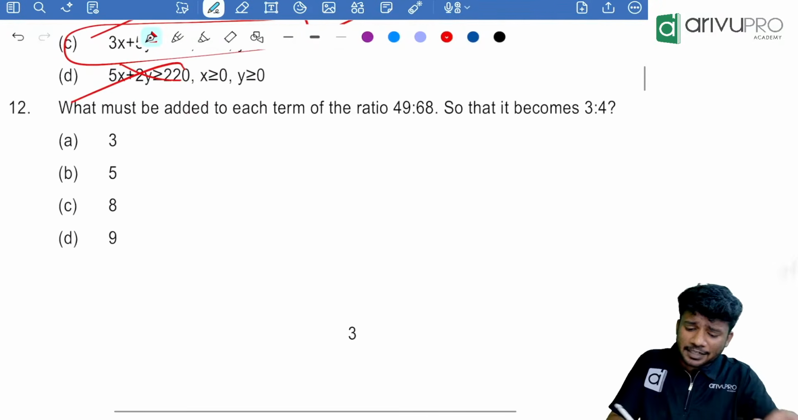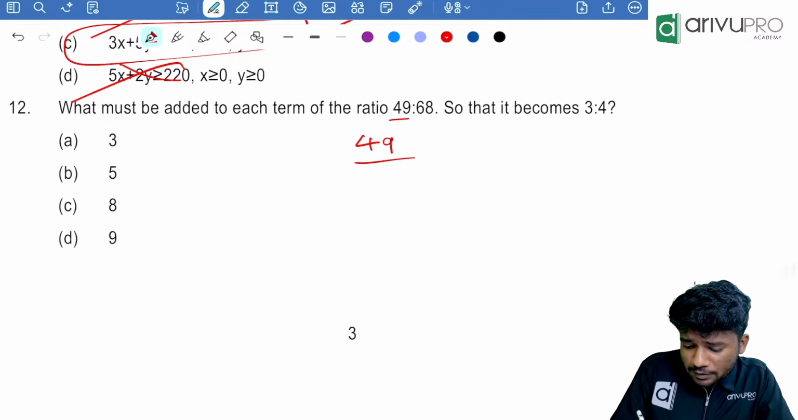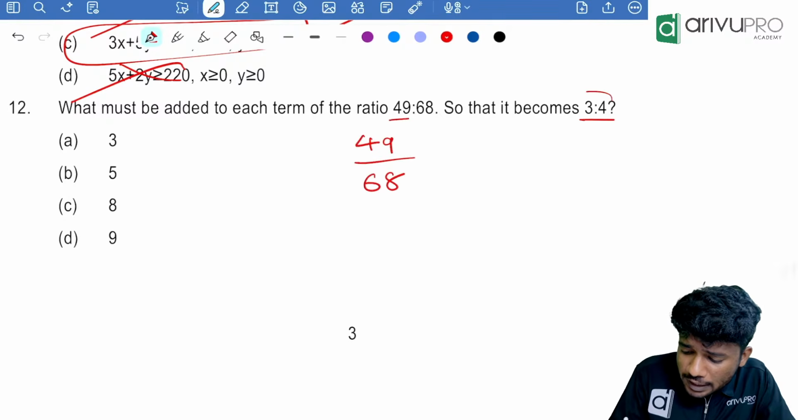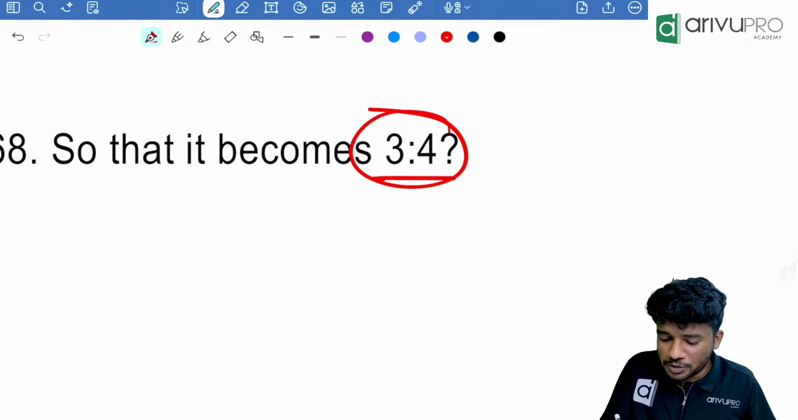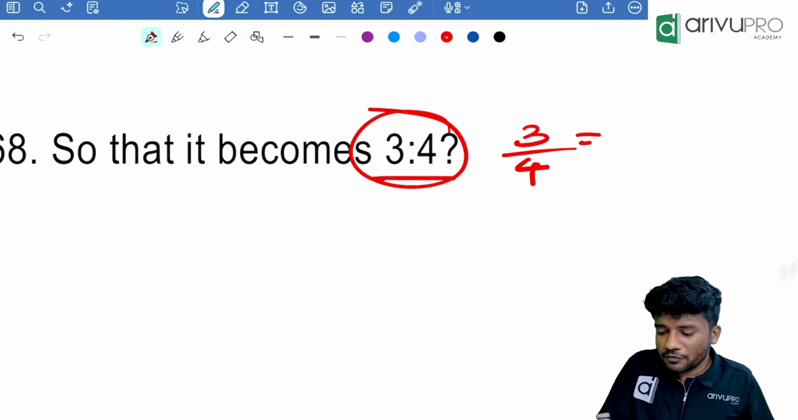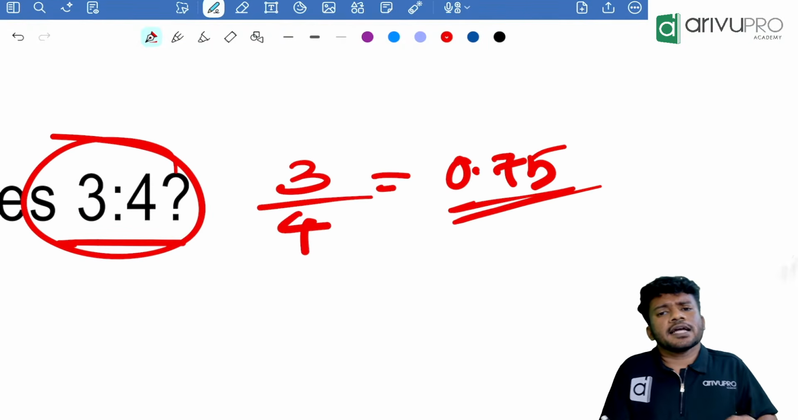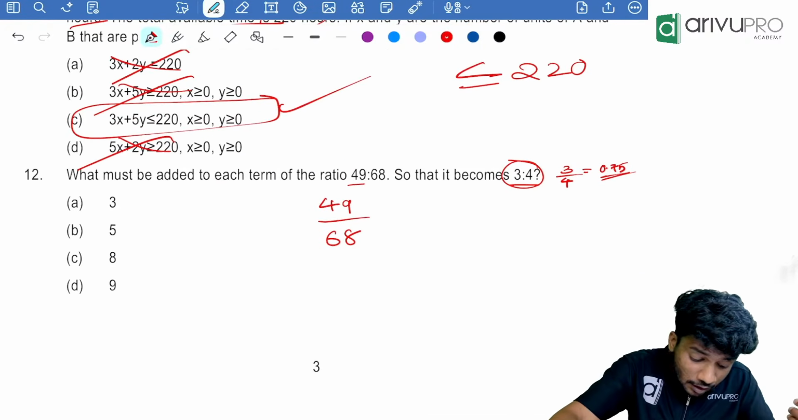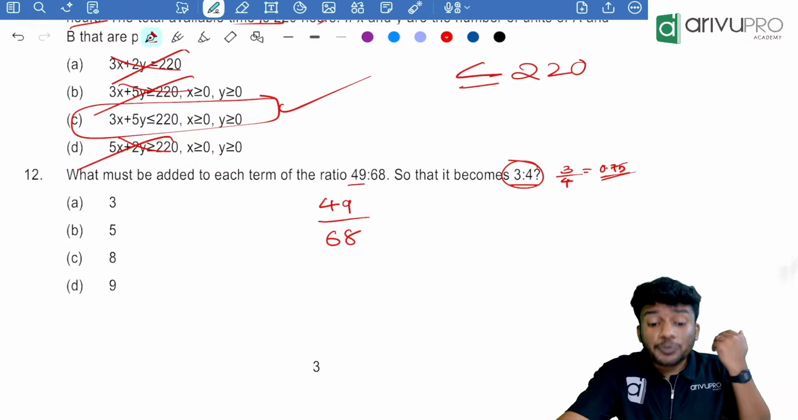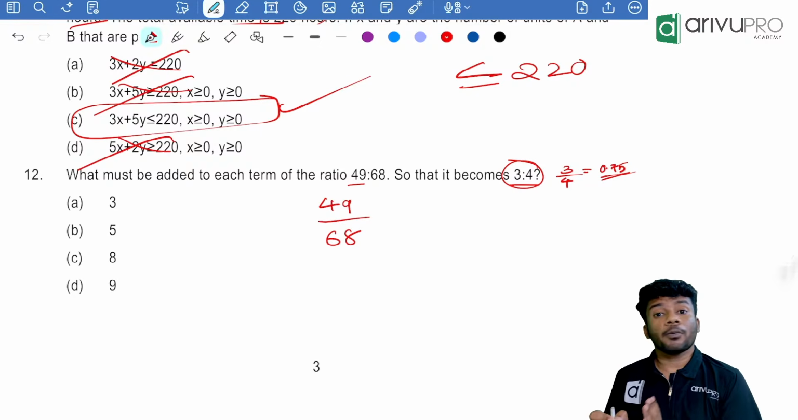What must be added to each term of the ratio 49 divided by 68 so that it becomes 3 by 4? People, 3 by 4 is how much? Take your calculator. 3 divided by 4 is how much? We already found the answer in one of the previous questions. That is nothing but 0.75. Now we will check which value should be added to each term so that the ratio becomes 0.75.